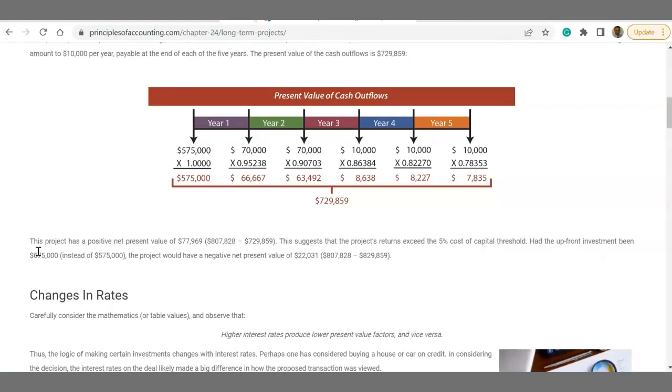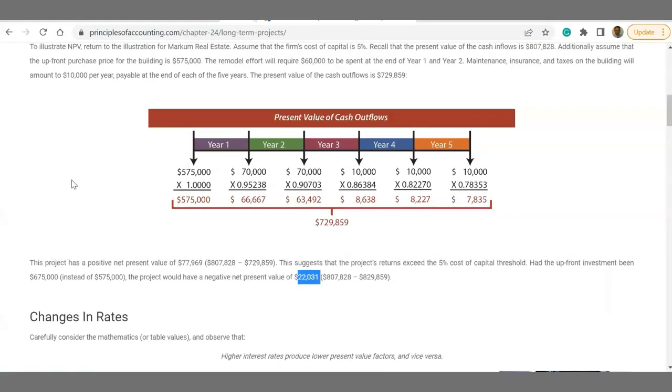Here it says, interesting, if instead of 575, the initial purchase price of the building was 675, the project would have a negative net present value, and that would not be acceptable. A negative net present value is not acceptable. It should be either 0 or positive.